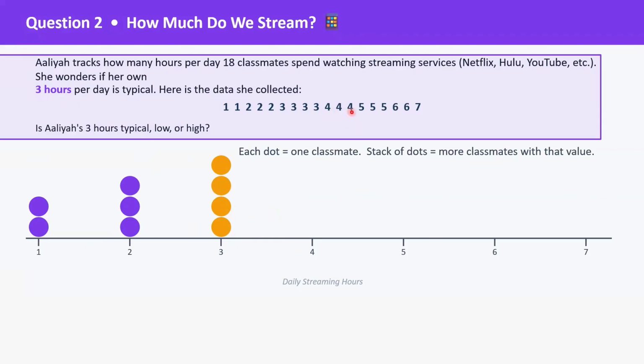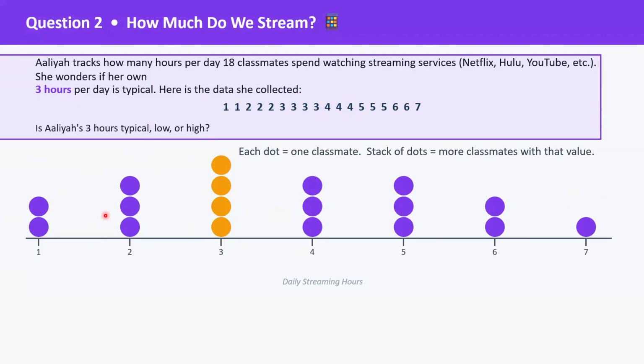So now there are three fours. So 1, 2, 3. Now three fives. Similarly, 2 at 6 and 1 at 7. Now that we have a dot plot, we have created the dot plot.